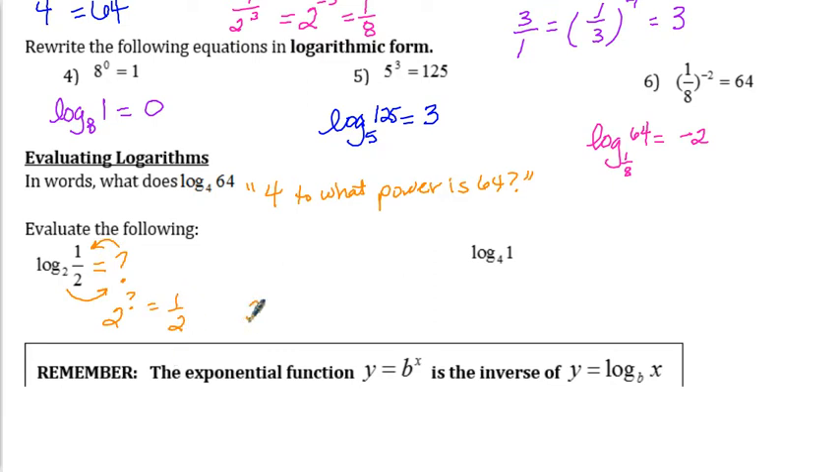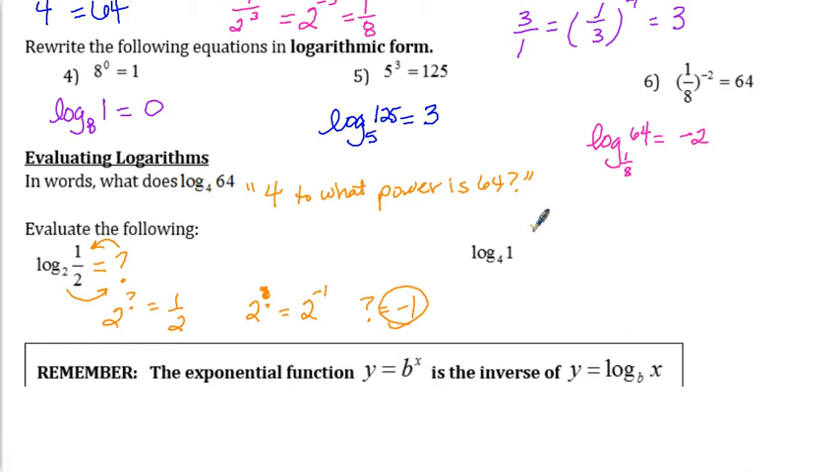Well, if we were to look at, sorry, that's a question mark. If we were to look at 1/2 in a base of 2, think about it this way. 1/2 is the same thing as 2 to the -1. So this question mark must be -1. So the answer to this question, 2 to what power equals 1/2? 2 to the -1 power equals 1/2.